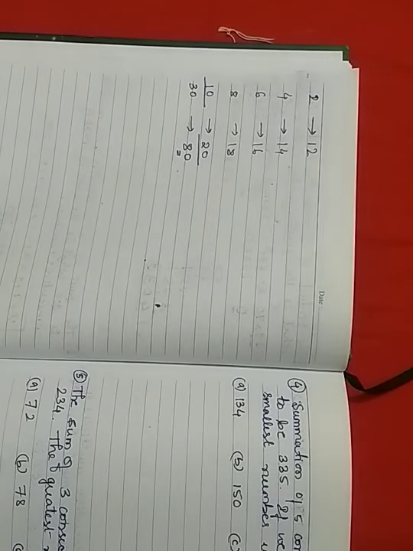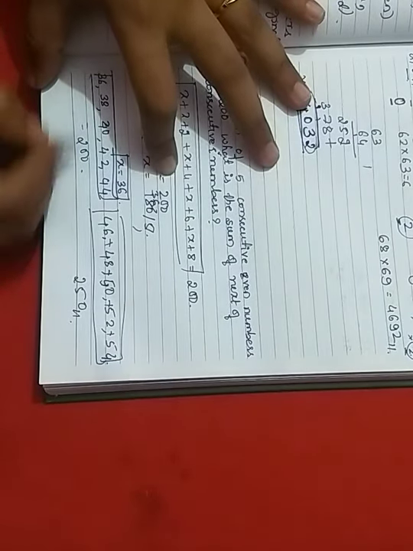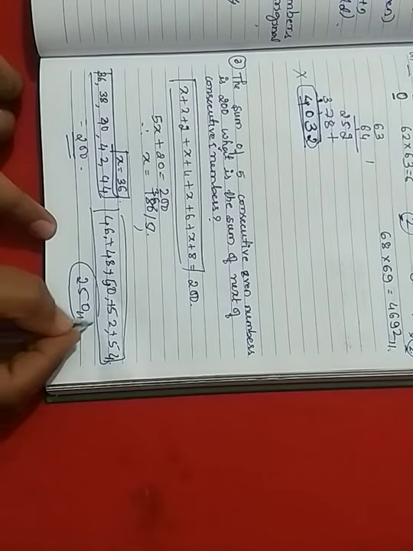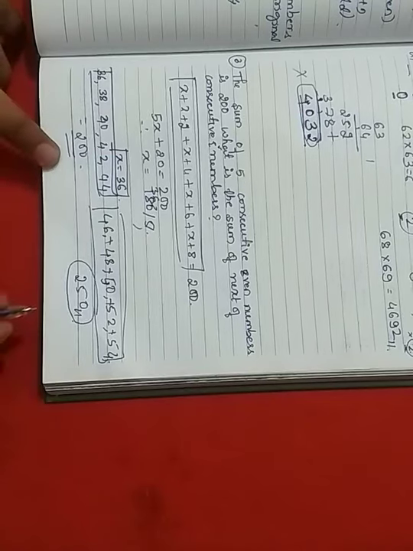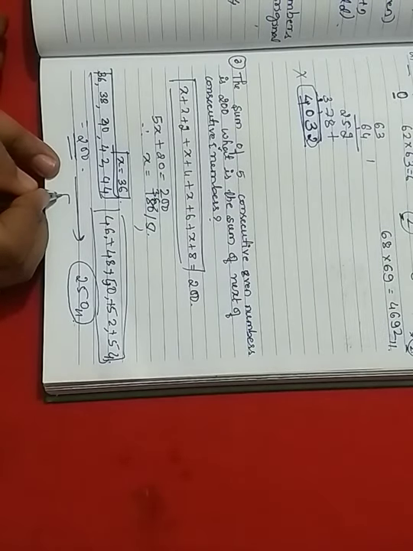Okay. Observe one thing. The first 5 consecutive numbers sum is 200, and the next 5 consecutive numbers sum is 250. The difference between these two sums is 50.